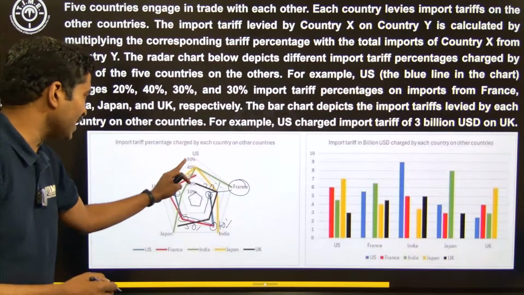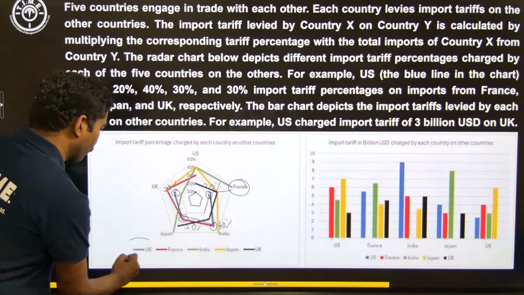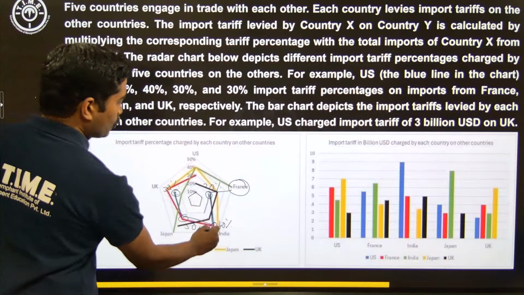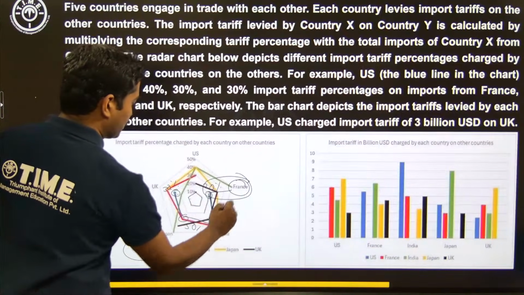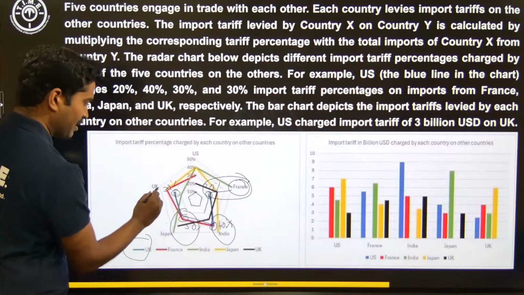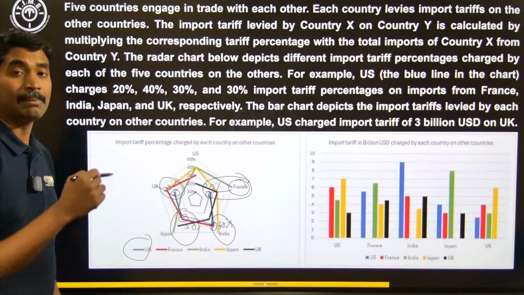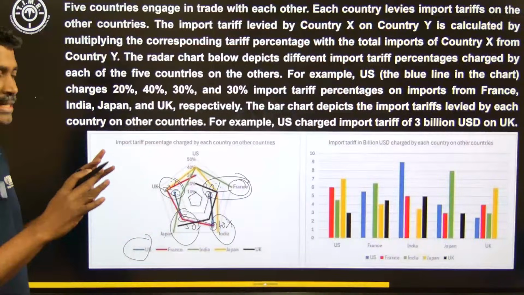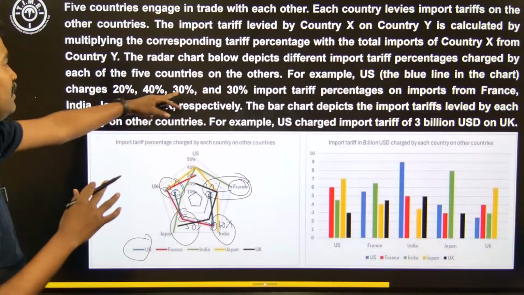When I talk about US, take US. US is the blue line. Take the blue line as it goes. When blue line comes to France, 20%. When blue line comes to India, 40%. When blue line comes to Japan, 30%. When blue line comes to UK, 30%. So far, the data has been easier to understand, right?